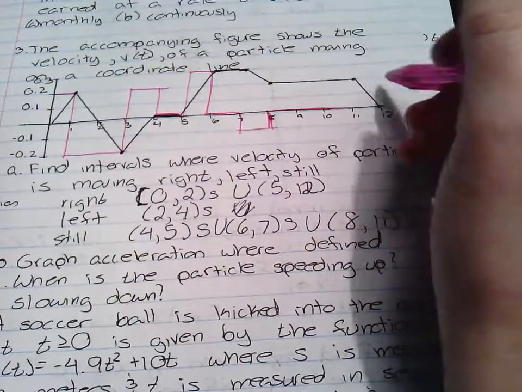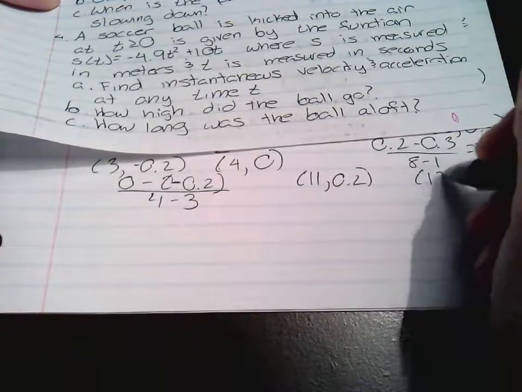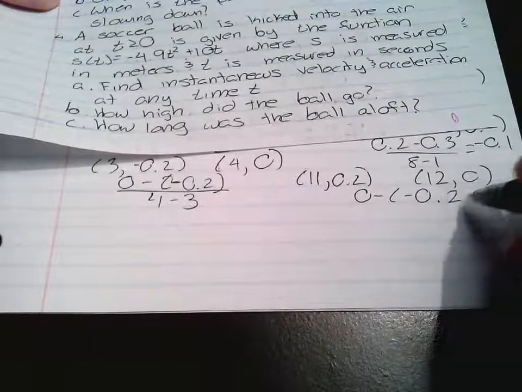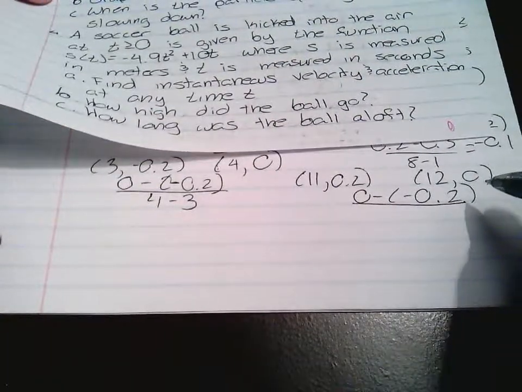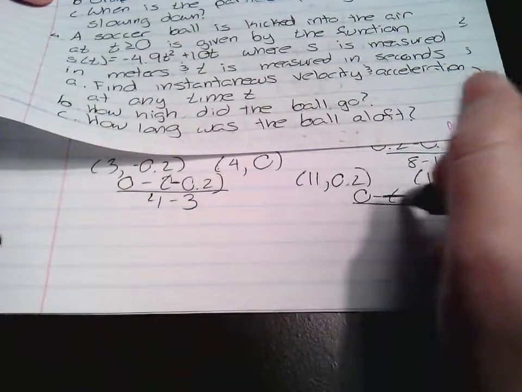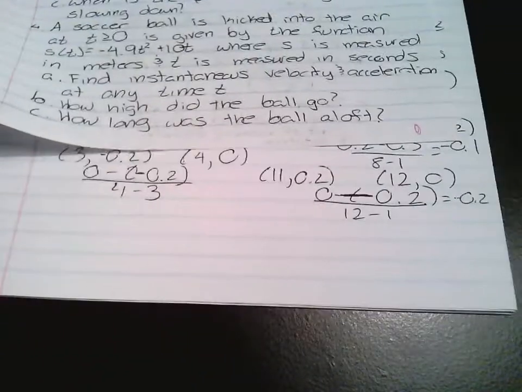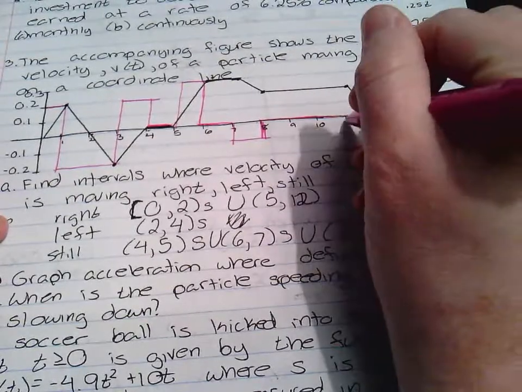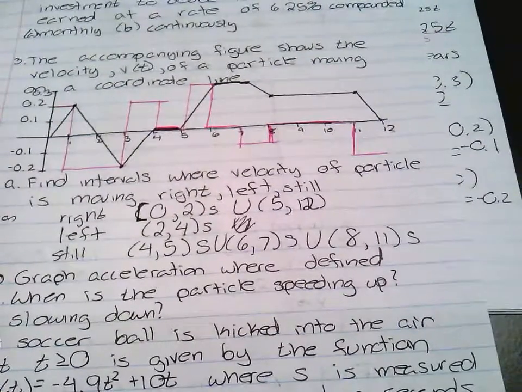Okay, and now one last one. We have 11, 0.2, and 12, 0. 0 minus a negative 0.2. Oh, hold on. 0 minus 0.2 over 12 minus 11 is going to be negative 0.2. Okay, there's your acceleration graph. Okay, next.